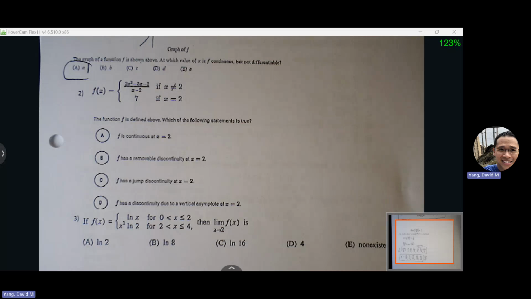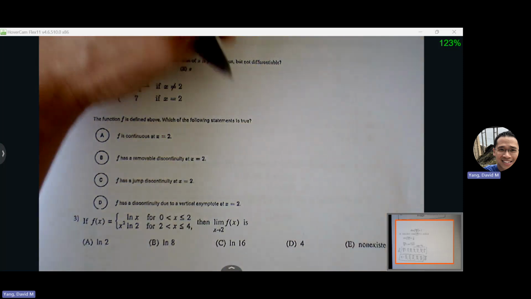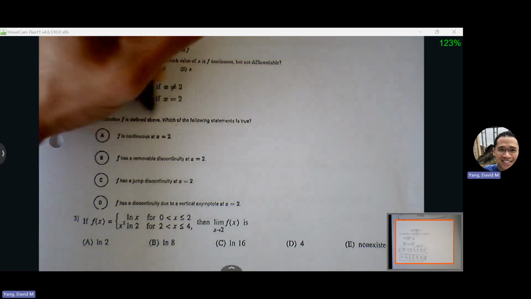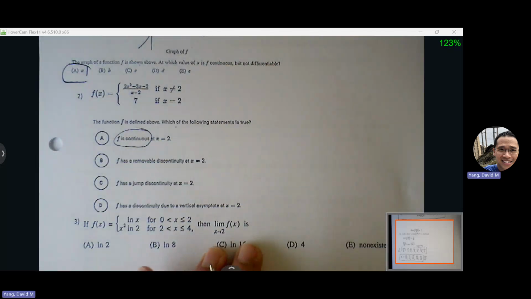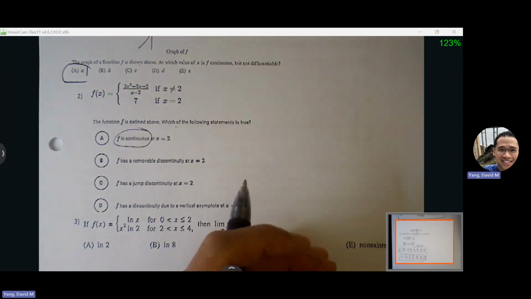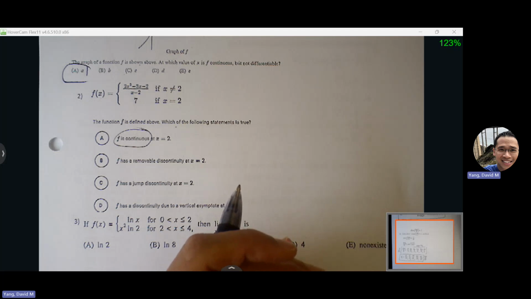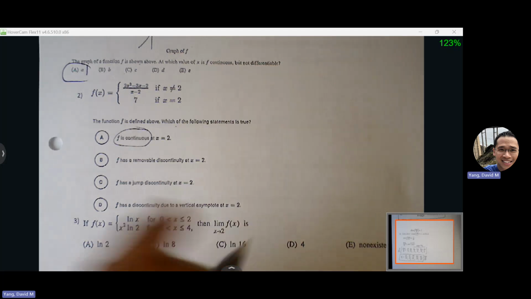Okay, number two, the function is defined above. Which of the following is true? The function is continuous, there's a removable discontinuity, there's a jump discontinuity, or there's a discontinuity due to a vertical asymptote. So what I like to do is build my continuity conditions, because if I can go through my continuity conditions, then I'm going to know exactly what's happening. Is there a hole? Is that hole getting filled in? Is there a vertical asymptote, or is the graph completely continuous?